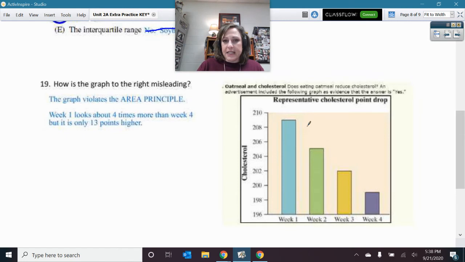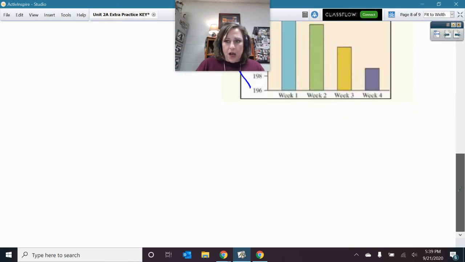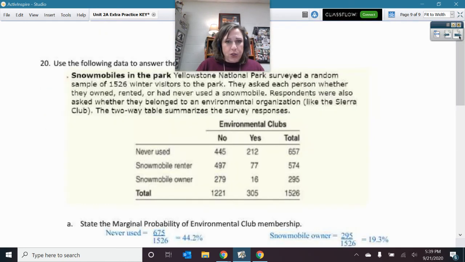All right. How is this misleading? Well, you've just got to look here and see this is a violation of the area principle. Here, this week 4 looks like it's at least a fourth as much as week 1, but yet it's only about 13 points higher. Okay. So, because this graph is starting at 196 rather than 0, then we don't have that correct proportional relationship amongst those. All right, and then our last one, number 20.